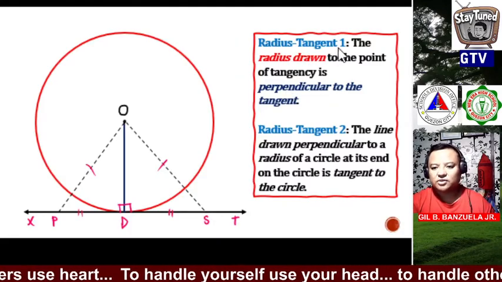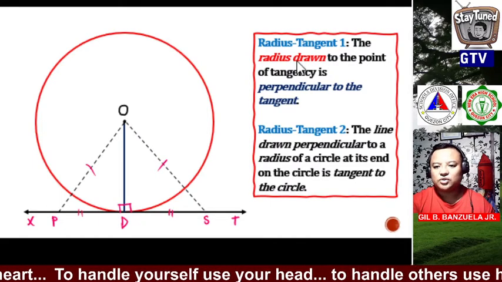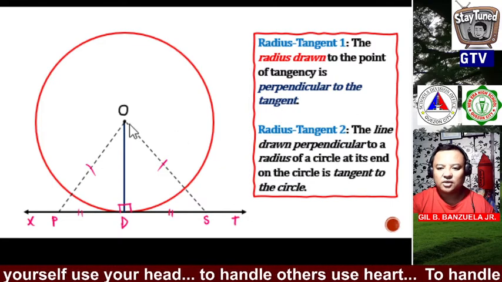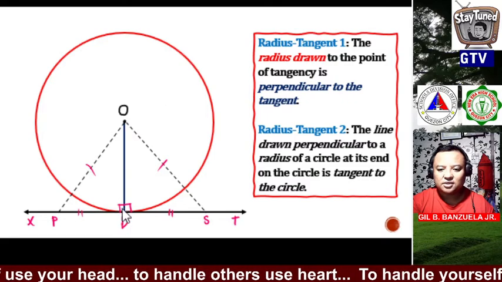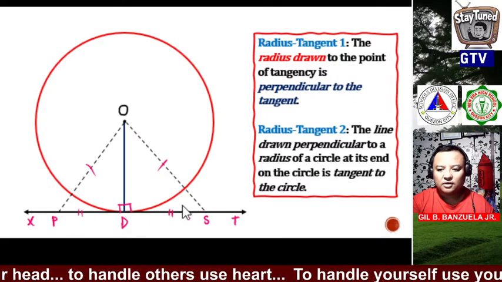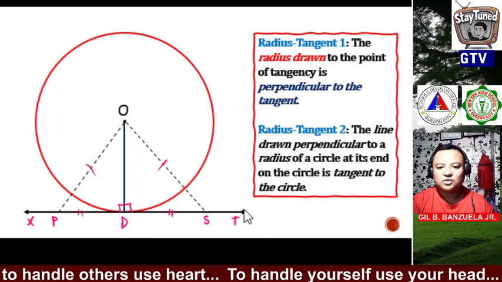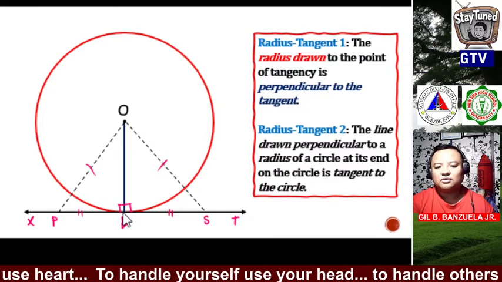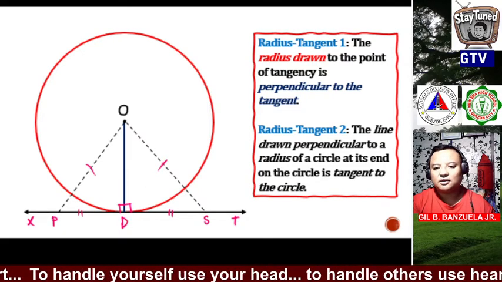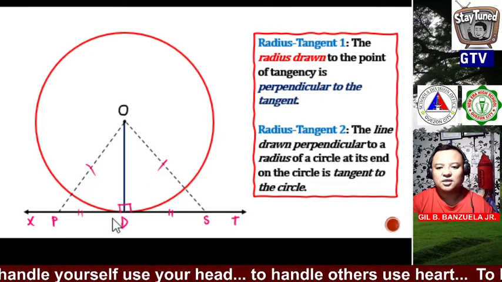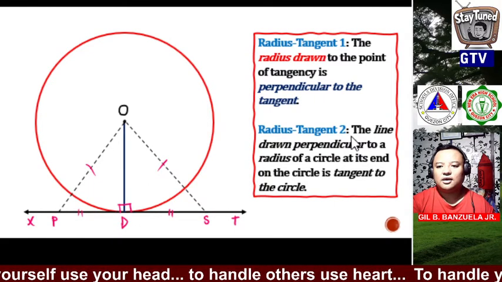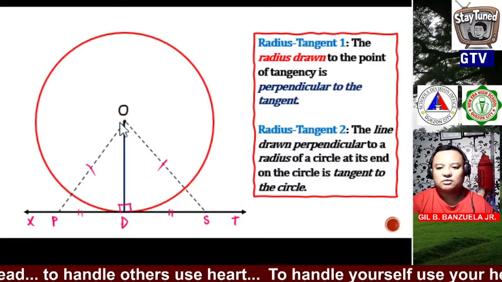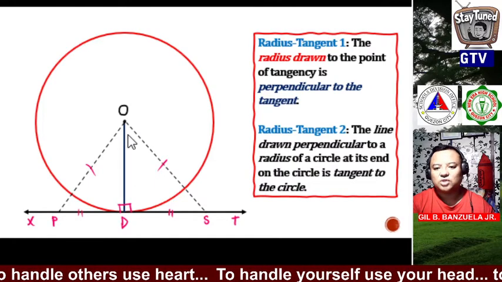Okay, let's start with the radius-tangent theorem. The radius drawn to the point of tangency is perpendicular to the tangent. So the radius drawn to the point of tangency, which is point D, is perpendicular to line XT. This is our tangent line. A tangent line touches the circle at only one point, and that's what a tangent line means. And the line drawn perpendicular to the radius is tangent to the circle.